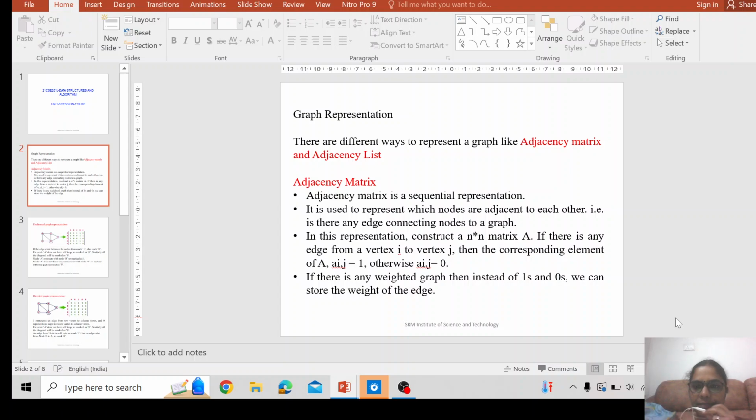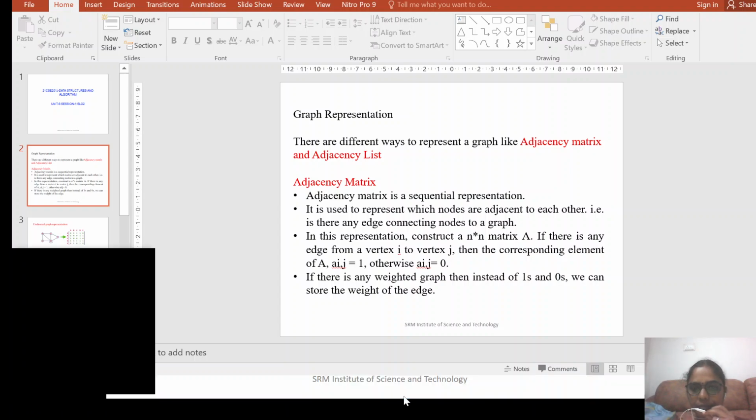Adjacency matrix. Adjacency matrix is a sequential representation which can be used to represent the nodes which are adjacent to each other. If there is an edge connecting the nodes, it is represented as 1. According to the graph, the matrix is sized by counting the number of nodes, so n into n, where n represents the number of nodes in the matrix.